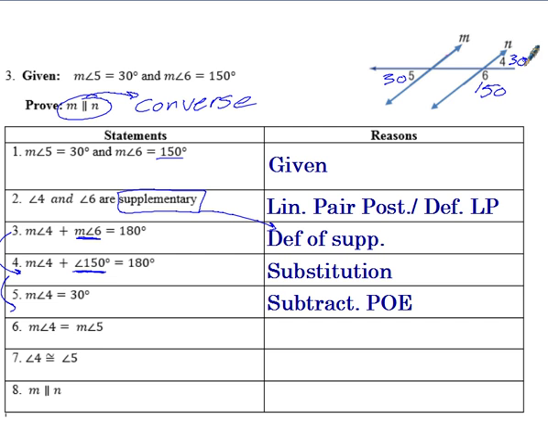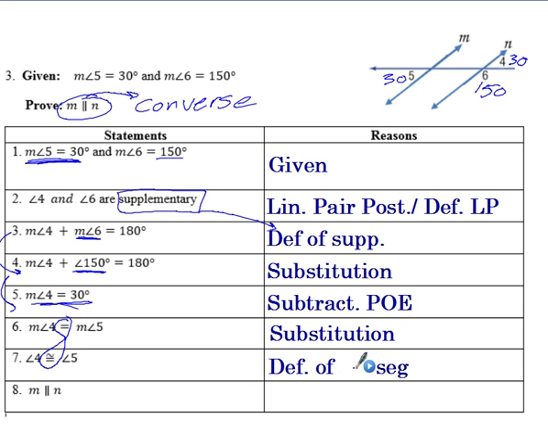So now the next step says that the measure of angle 4 is equal to the measure of angle 5. Well, if we look back at the beginning, 5 was equal to 30, and now we're saying 4 is equal to 30. So therefore, we can say that those two things equal each other, so that would be a substitution. You probably could say transitive property for that as well. And then what's happening here? We go from equals to congruent. And remember, when we make that switch from equals to congruent, that's the definition of congruent segments.